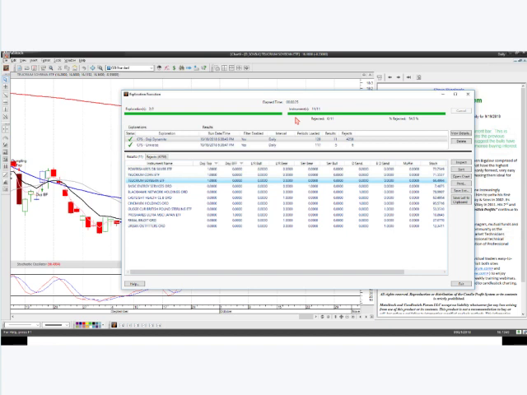Scott says, I'm thinking of buying puts tomorrow. I would definitely follow Steve's lead on that. You should have some shorts in your portfolio in this market.